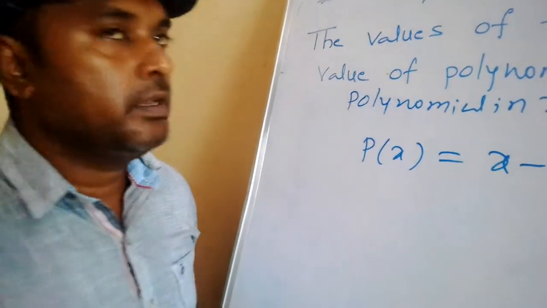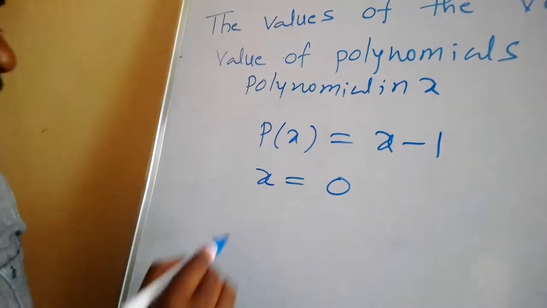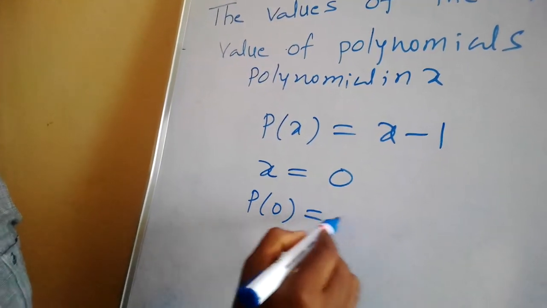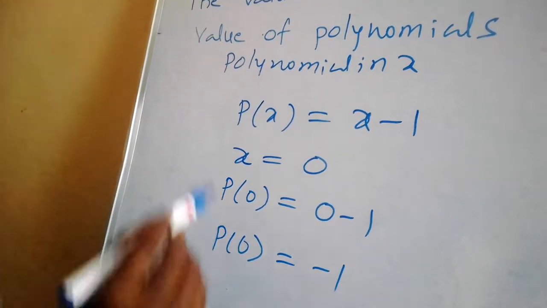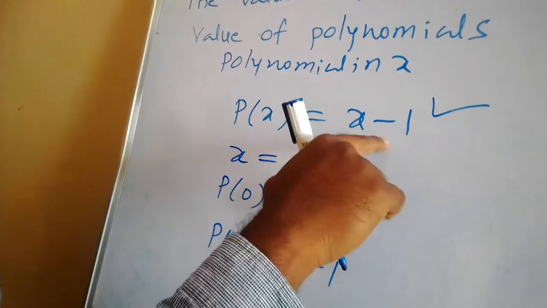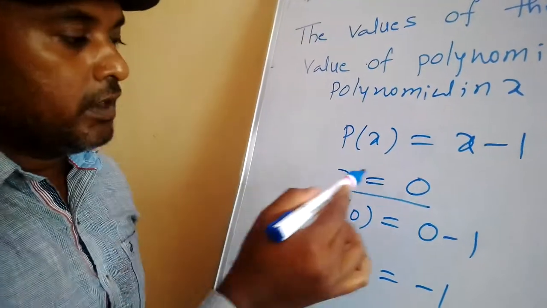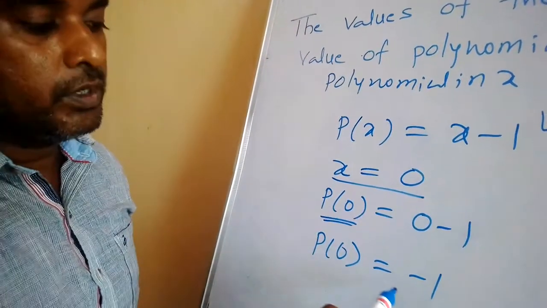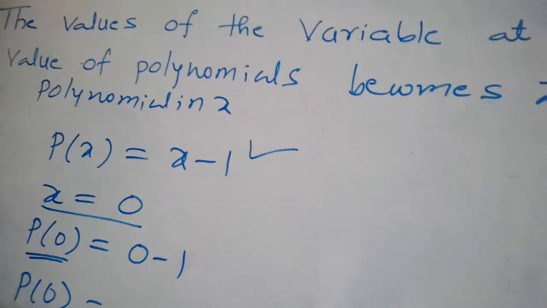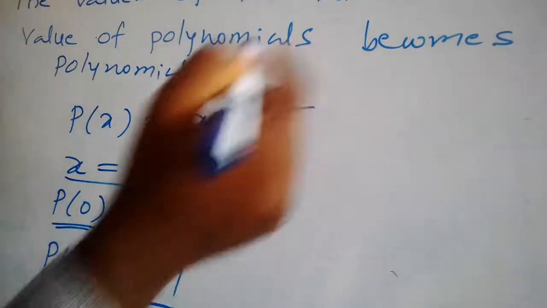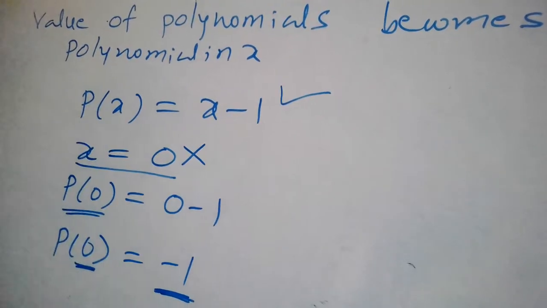I will explain one more example here. The polynomial is p of x equal to x minus 1. Now I put the value x equal to 0 here. P of 0 is equal to 0 minus 1, so after substituting we got the answer as minus 1. The definition says the value of the variable at which the value of the polynomial becomes 0. Here also we are not getting 0. Therefore this value is not a zero of the polynomial.